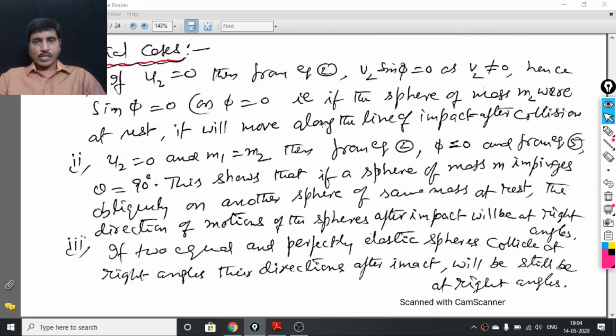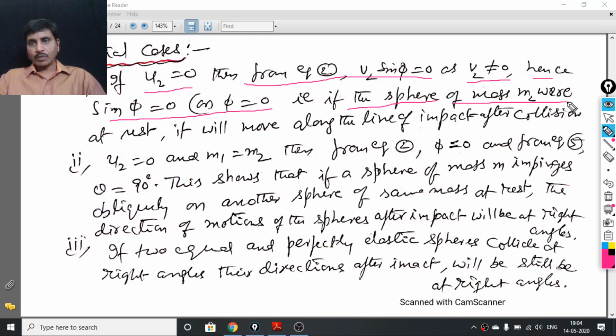Now, special cases. If u2 is equal to 0, that is the second particle is initially at rest, then from equation 2, v2 sin phi is equal to 0. In this equation, as v2 is not equal to 0, that is after collision the second particle is moving with velocity v2, hence sin phi is equal to 0 or phi is equal to 0. That means if the sphere or particle of mass m2 were initially at rest, it will move along the line of impact after collision.